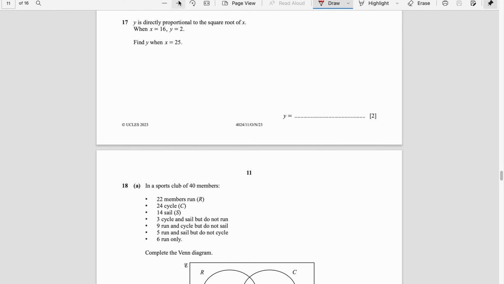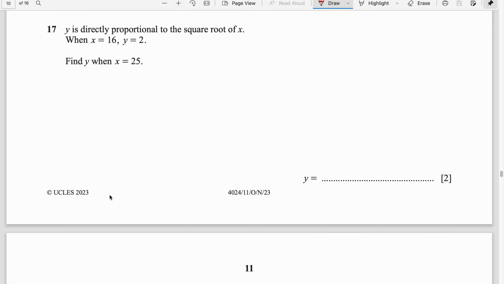Question number 17. y is directly proportional to the square root of x. So it should be y equals k square root x. When x is 16, y is 2, so 2 equals 4k, and k turns out to be 1 by 2.